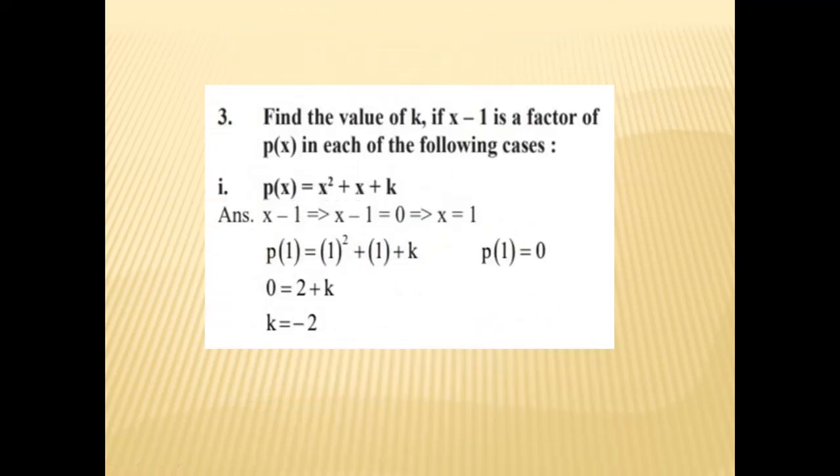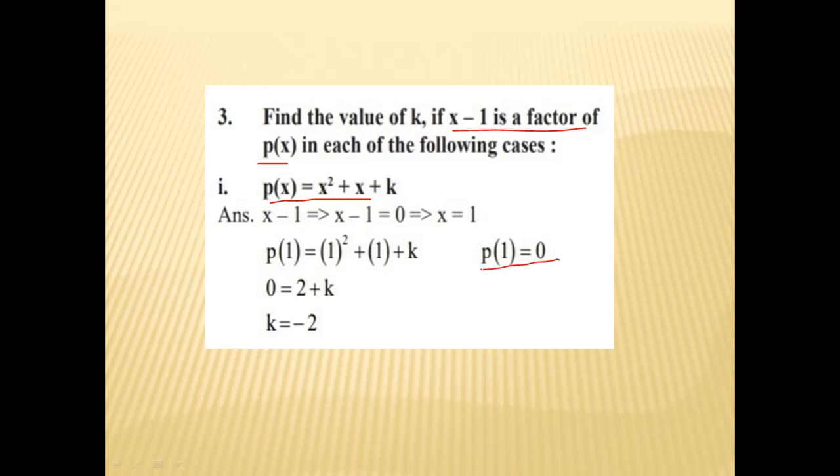Okay, next question, third one. Find the value of k if x minus 1 is a factor of p of x in each of the following cases. In these problems, p of x is given. In this case, x minus 1 is a factor of p of x. Therefore, x minus 1 is equal to 0. p of 1 must be 0.